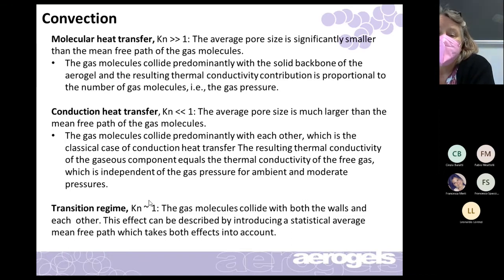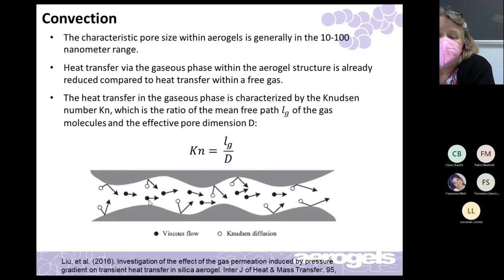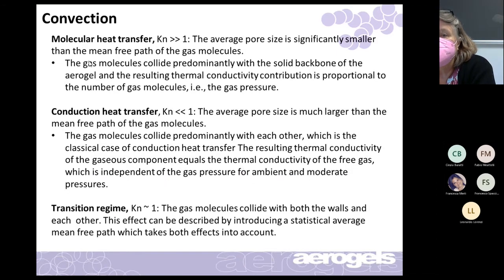And again, it's related to the diameter of the pores, and we know there is a range of pore sizes in an aerogel, but the predominant ones are pretty small, and in many aerogels, many of the pores will be in this regime, molecular heat transfer.